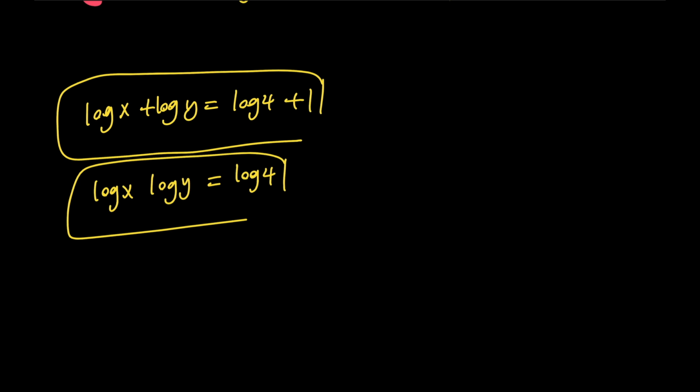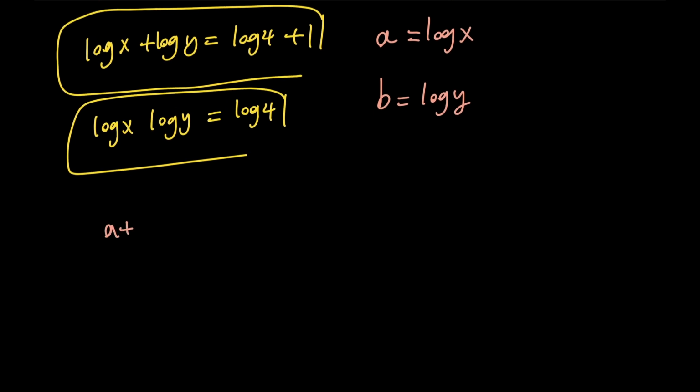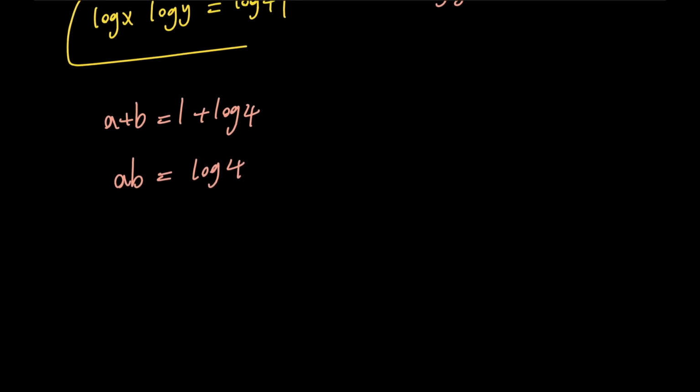Now at this point, let's go ahead and say that a is log x and b is log y. From this, I can say that a plus b is 1 plus log 4, and a times b is log 4. So let's go ahead and try to solve for a and b, and then back substitute to solve for x and y. Let's go ahead and use the first equation to isolate b.